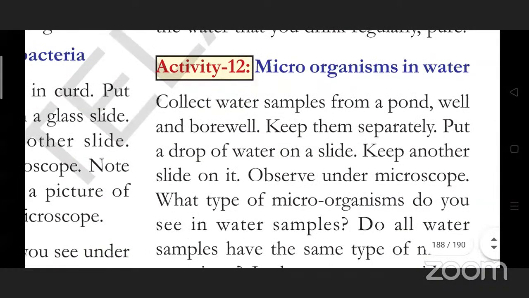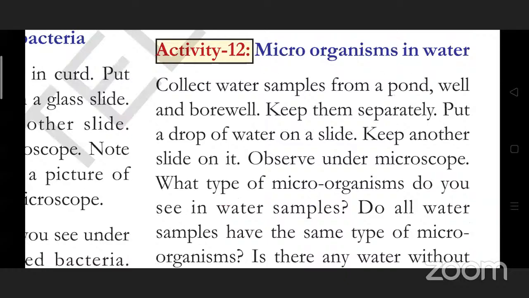Collect water samples from a pond, well, and bore well. Keep them separately. Put a drop of water on a slide, keep another slide on it. Observe under a microscope what type of microorganisms you see in the water samples. Children, concentrate here. You may identify that in pond water, the pond water you collect from the pond, well, borewell. You have to keep them separately and put a drop of water on a slide: pond water, borewell water, as well as well water.